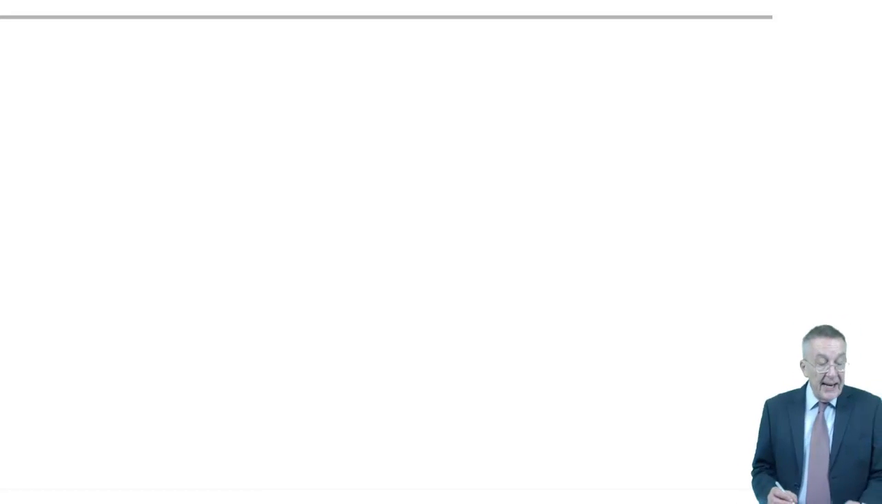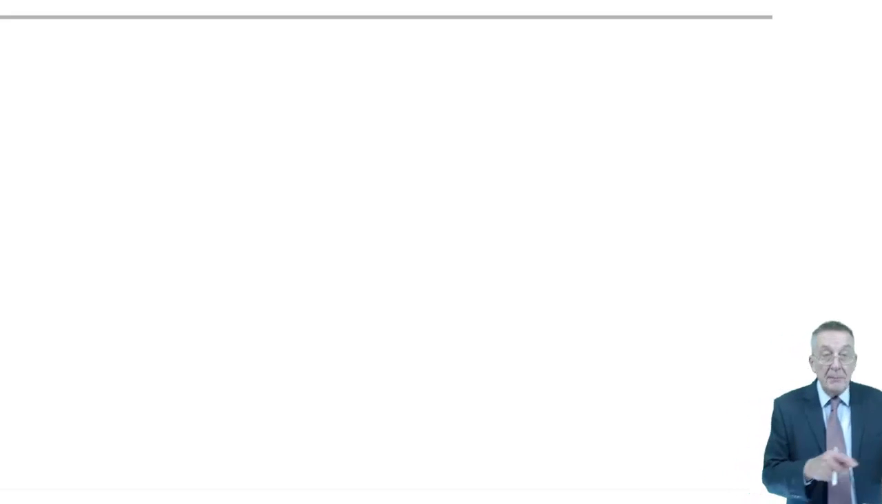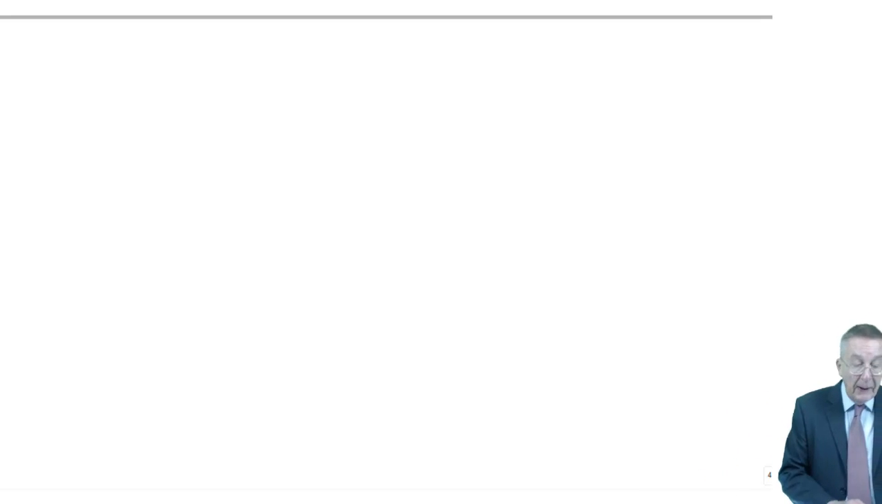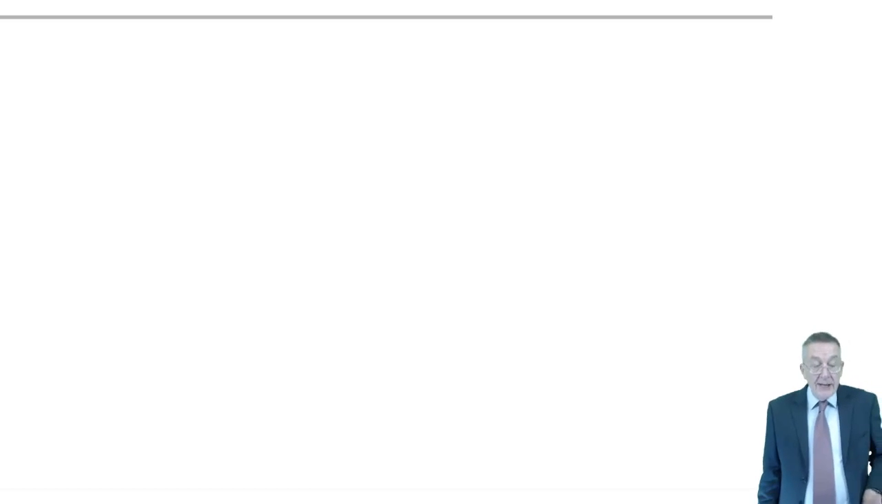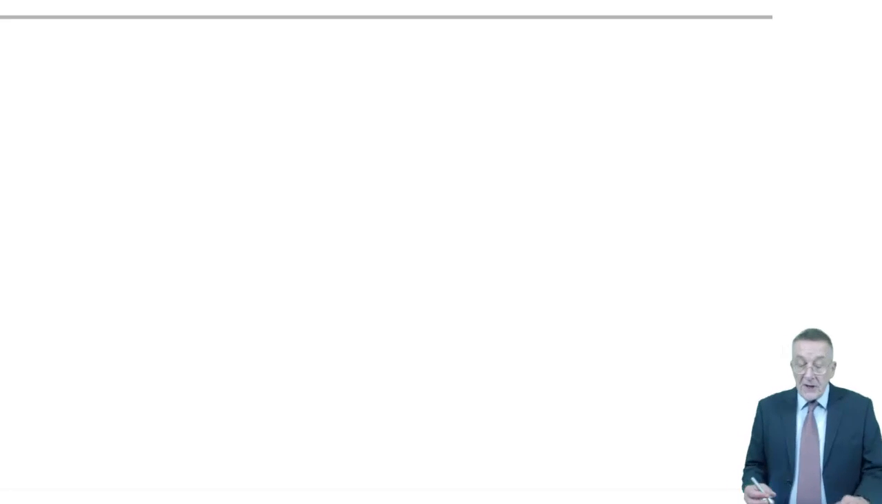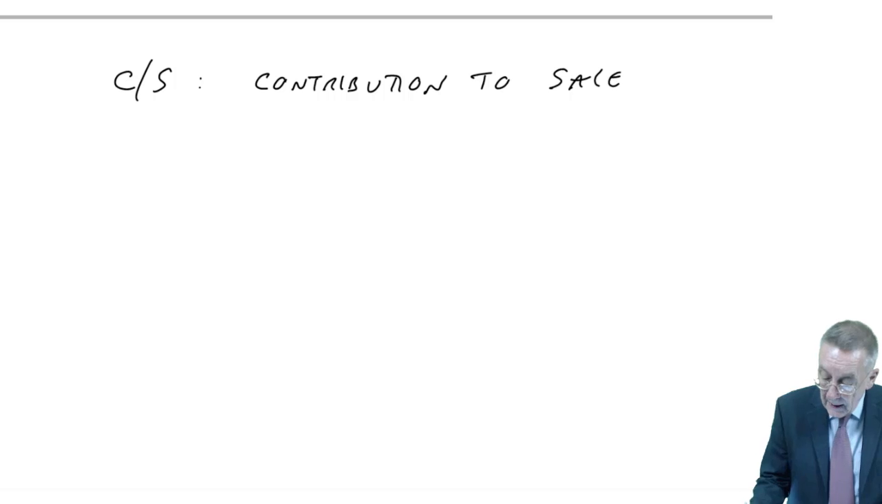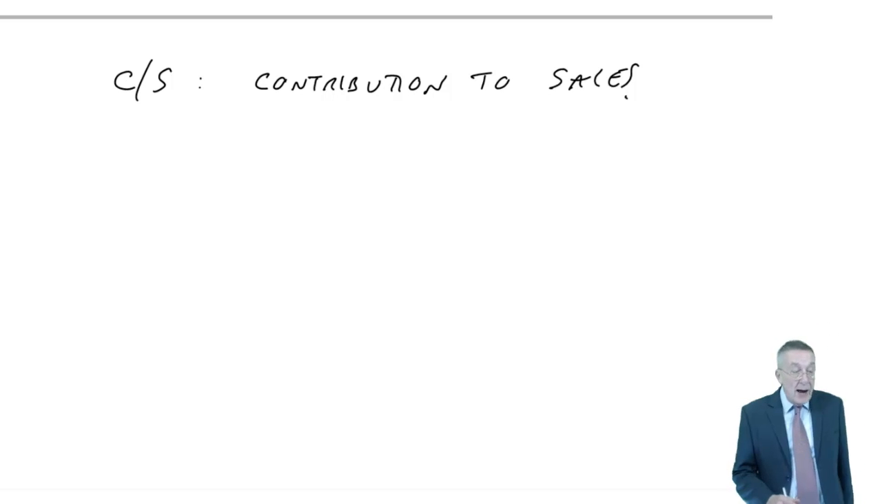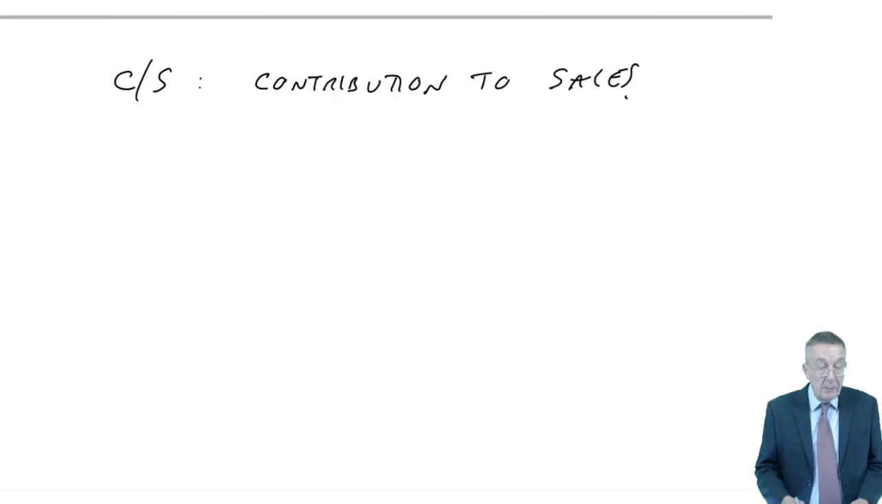Over the page, CS ratio. Now, I'm sorry, these keep referring to example 1, so you're going to have to keep looking back to example 1 for the figures. Example 3 says, calculate the CS ratio for example 1. Well, the CS ratio, the C and the S, stand for contribution to sales. And it's simply the ratio of the contribution per unit to the sales per unit.